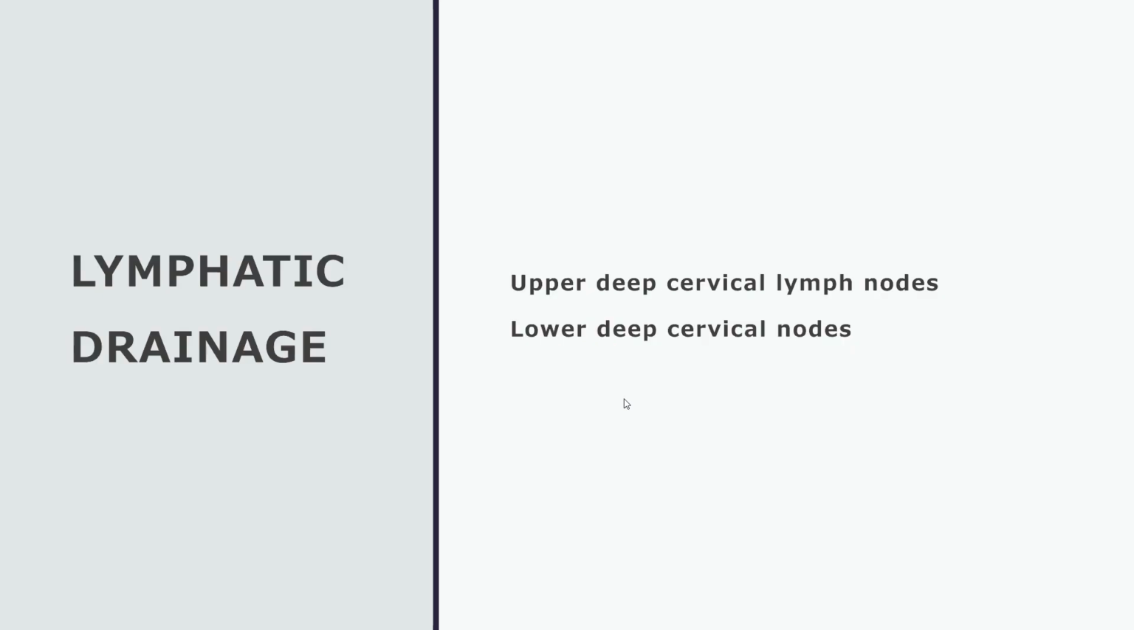Next, we are going to see about its lymphatic drainage. So, the gland is divided into two parts, upper and lower. The upper part of the gland reaches the upper deep cervical lymph nodes either directly or through the prelaryngeal lymph nodes, and the lymph from the lower part of the gland drains into the lower deep cervical nodes either directly or through the pretracheal or paratracheal nodes.